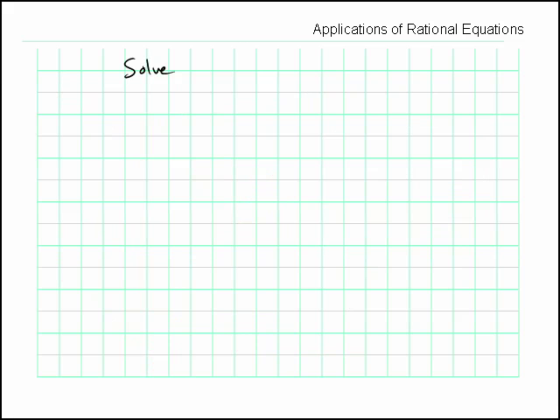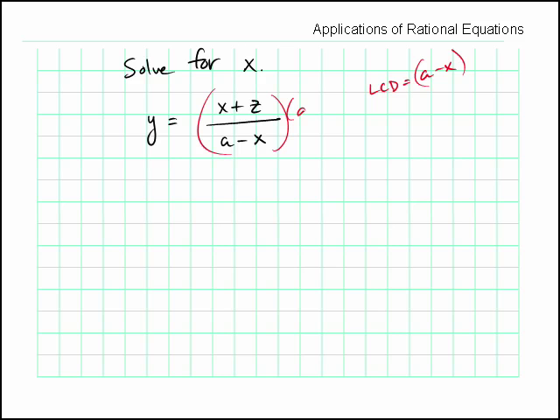Solve for x. And we have the equation y equals x plus z over a minus x. Okay. Remember, the first step is to get rid of all the fractions by multiplying both sides by the common denominator. Well, there's only one denominator here. It's a minus x. So I'm going to multiply both sides by a minus x. Just like that.